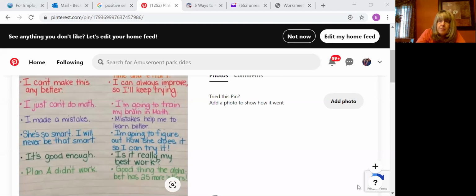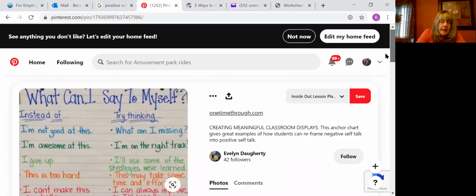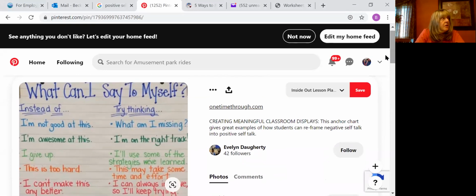So these are some examples of our thoughts that we can have. When we're talking to ourselves, we refer to that as self-talk. A lot of times our self-talk is full of these negative thoughts that we were just going over. So these are some examples. "I'm not good at this." Well, maybe you could look at it differently and think, what am I missing? Just because you're struggling with something doesn't mean you can't learn it. You might just need to look at it a different way or have somebody else explain it to you.